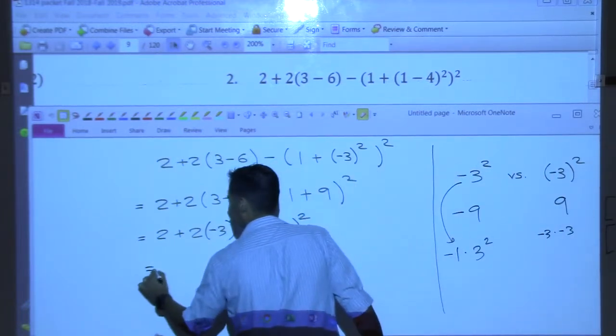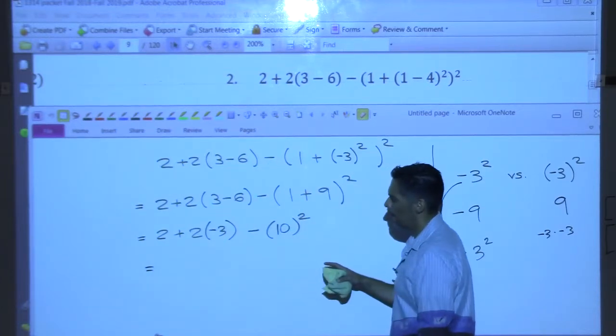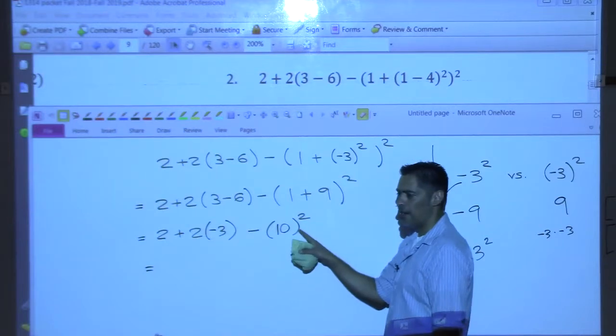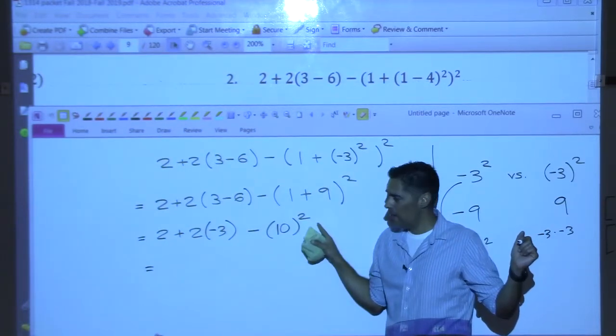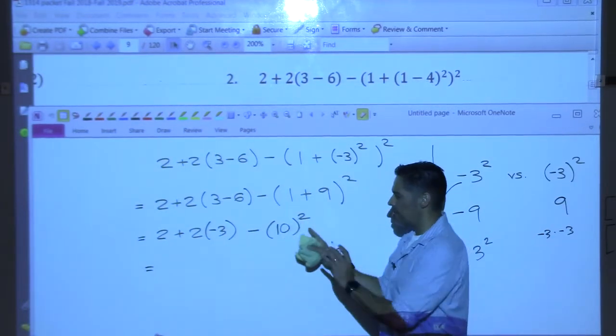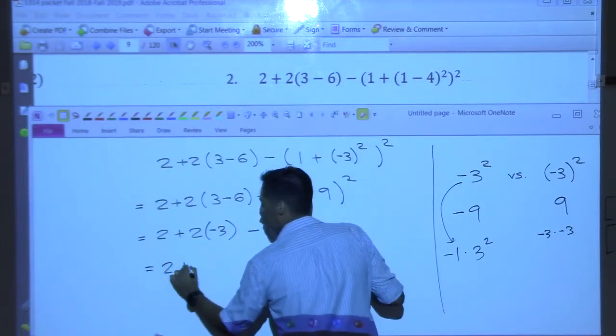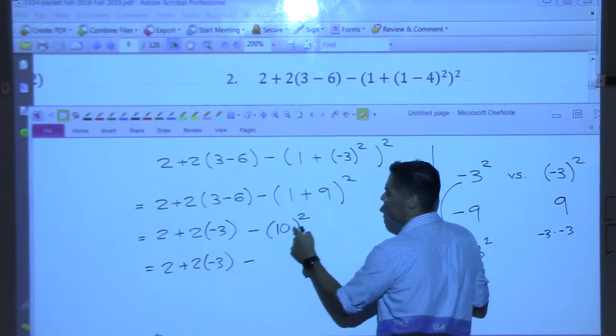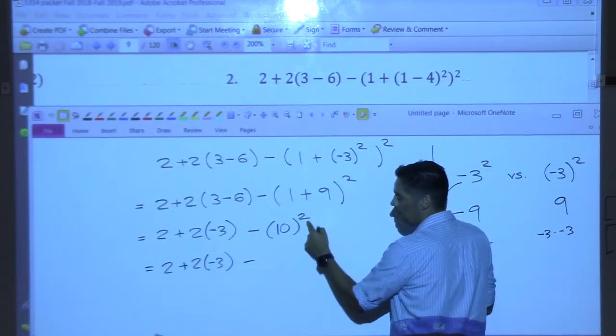So we can still do then -3. So we could do this, but this would be multiplication, right? We should probably take care of the exponents first because of PEMDAS, right? Technically we could, but let's just follow the order. 2 plus 2 times -3, and then minus 10 squared is 10 times 10, right? So that's 100.